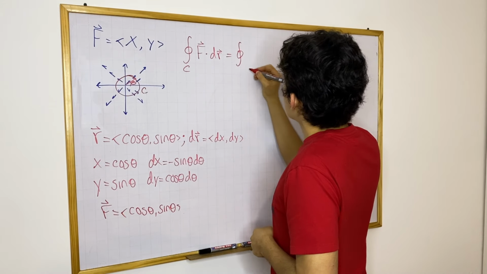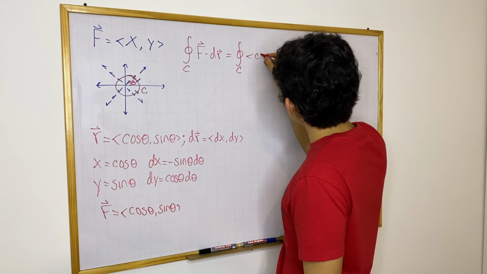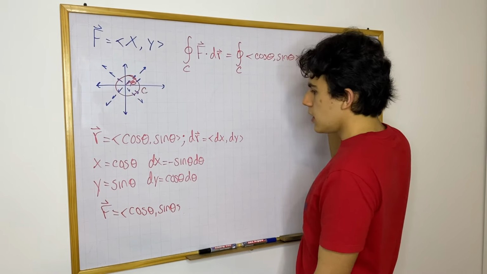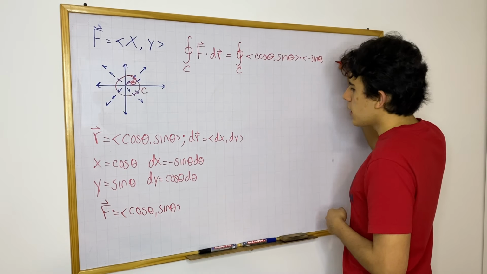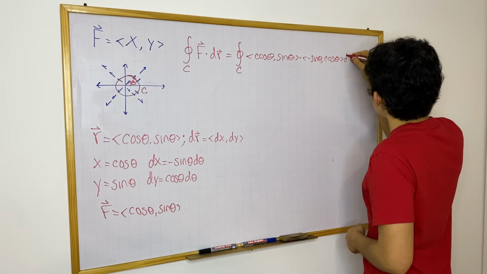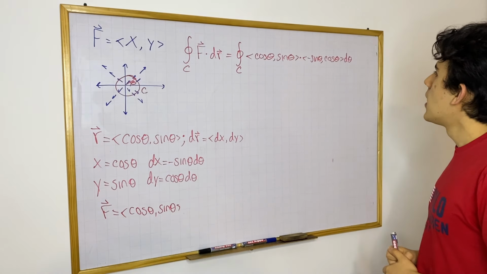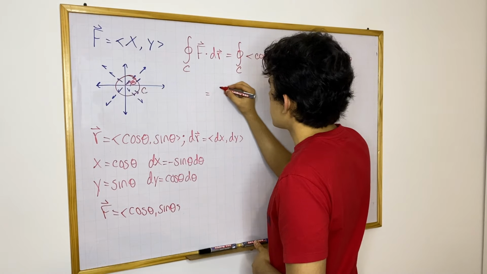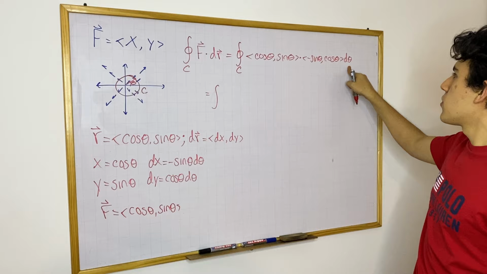So this is going to be the line integral over our curve C, and then we're going to have f, which is cosine theta, sine theta, dot dr, which is dx, minus sine theta, and then dy, cosine theta, and these two multiplied by d theta. I just put d theta outside. And this is great because then we can just take this dot product and take this line integral as a normal definite integral. So then we're integrating with respect to theta.